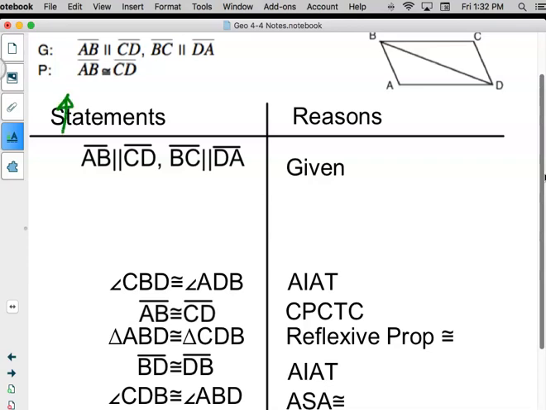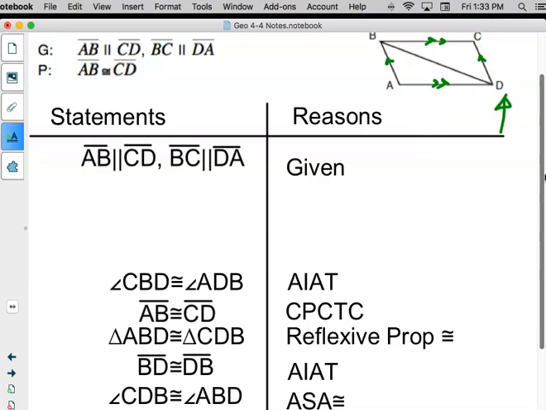Now, let's talk about this. I've got a given of segment AB parallel to segment CD, segment BC parallel to segment DA. Now, on this particular diagram, I don't have any of those things marked. So we're going to mark them this way. These double-headed arrows mean that BC is parallel to DA. The single-headed arrows mean that AB and CD are parallel. Now, keep in mind, we're supposed to prove segment AB congruent to segment CD.